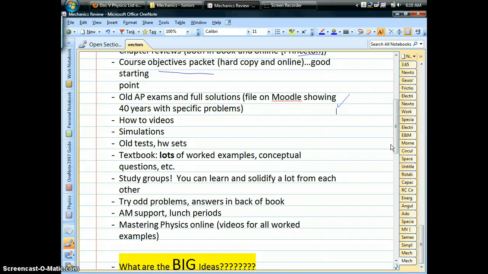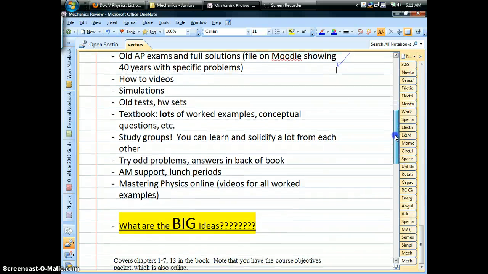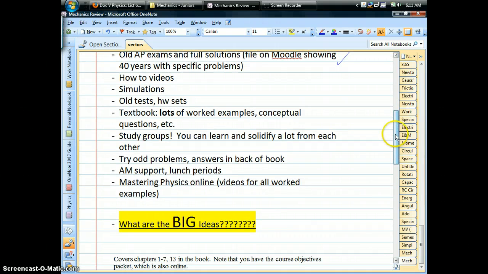Some people like doing the simulations, the active physics, if you want to get some pictures in your head. Don't forget the textbook. In all of these different chapters, there are dozens and dozens of fully worked out examples. They've got videos for each of those on the Mastering Physics, don't forget, online.